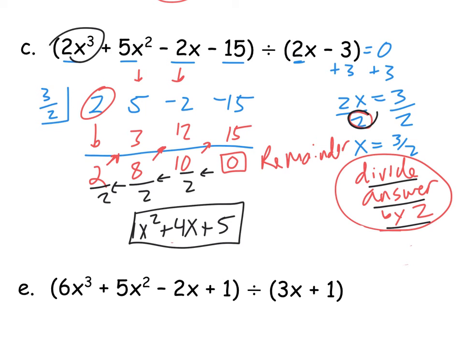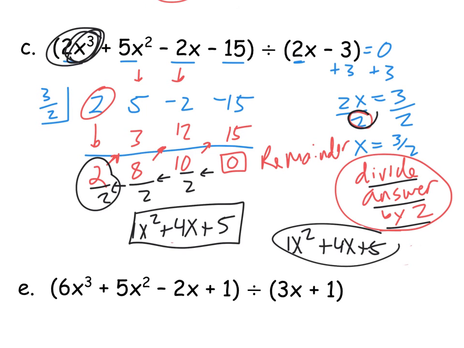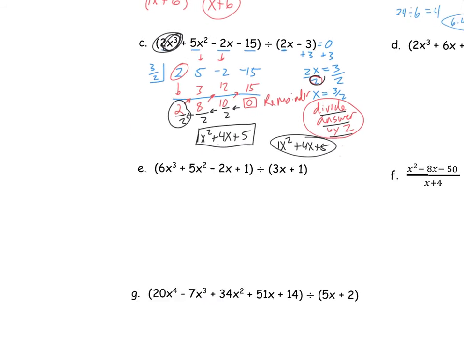And if you notice, this is x cubed. I could have gone the other way because, hey, 2 divided by 2 is 1. This is x cubed, so 1 degree less than that is x squared. 8 divided by 2 is 4, so going down now for x. 10 divided by 2 is 5. So it doesn't matter which way you go, you're still going to get the same answer. Okay? All right.